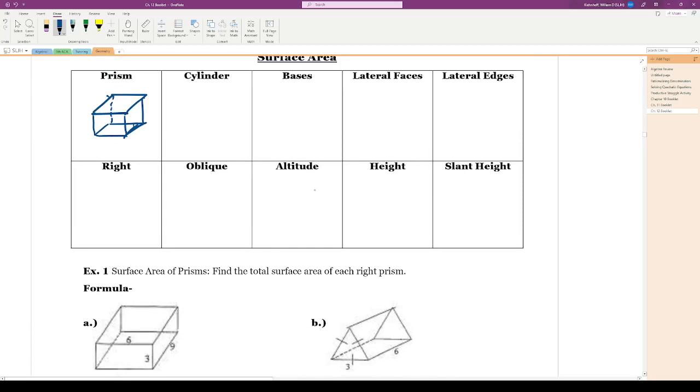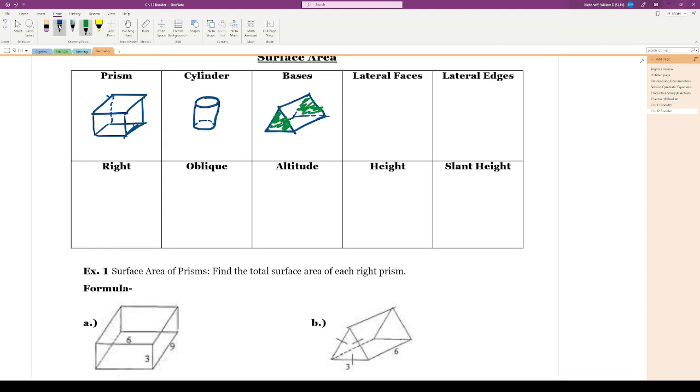So that's a prism. Cylinder, same idea, except the bases are circular. So we have something like that. So you should know those shapes, hopefully. The bases are the things that are congruent at either end. So if I had a triangular prism, like something like that, then my bases are going to be here, the front and the back.